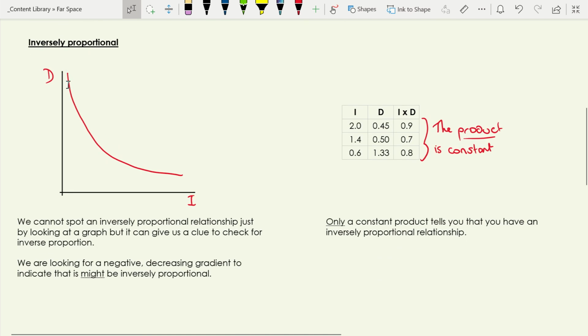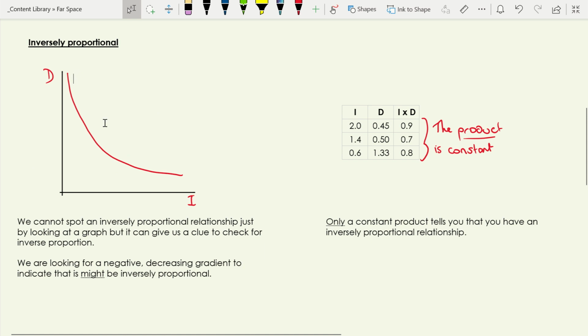So with inversely proportional, if I see a graph like this, I'm like, aha, I should check for an inversely proportional relationship. What I'm looking for is a negative decreasing gradient. A negative gradient is any line which is sloping downwards. So this is just an example. Just so I'll delete it in a second, a negative gradient could look like this. It could look like this. So there are lots of ways of having a negative gradient. But this one and this one would not be indicators of an inversely proportional relationship. So let's get rid of those.